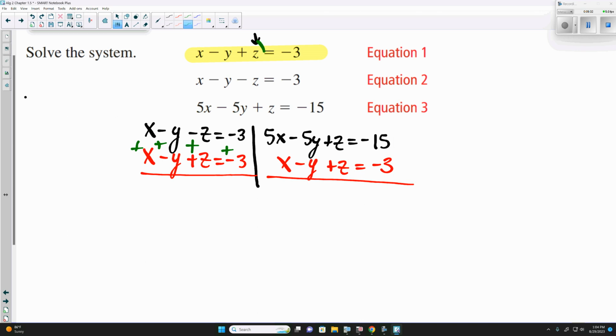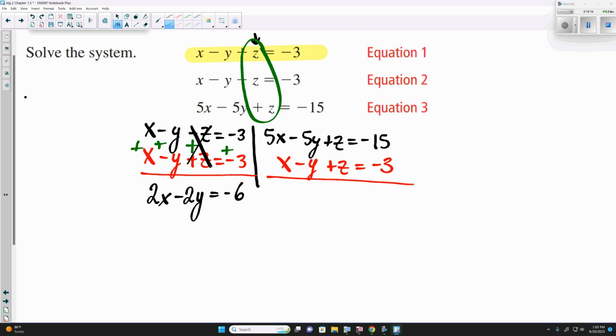And part of the reason I'm eliminating z first is because when we look at the equation, the number in front of each z is 1. They're already the same. We don't have to do anything to it to get it to cancel, besides add the 2 equations together or subtract them. Now adding x plus x is 2x. Negative y plus negative y is negative 2y. And negative 3 plus negative 3 is negative 6. And our negative z plus z is indeed 0.